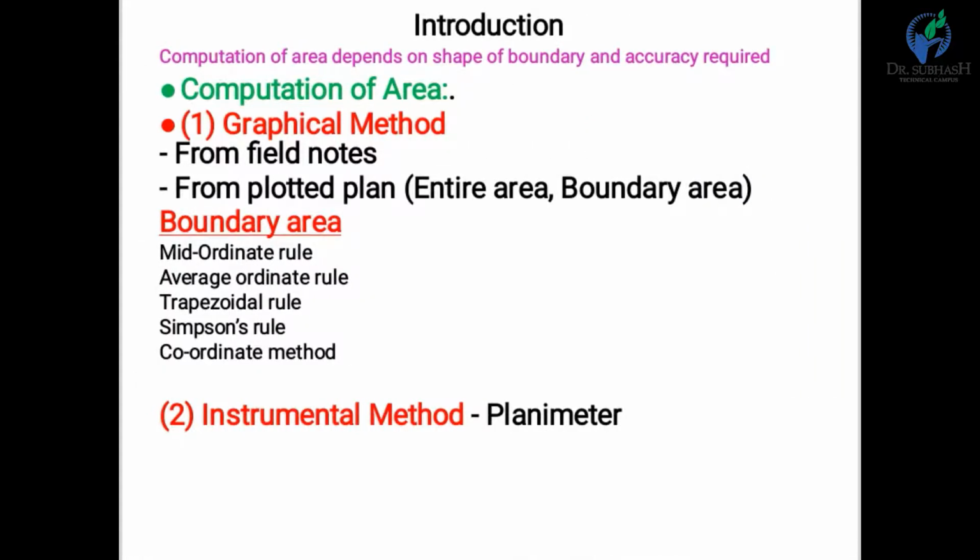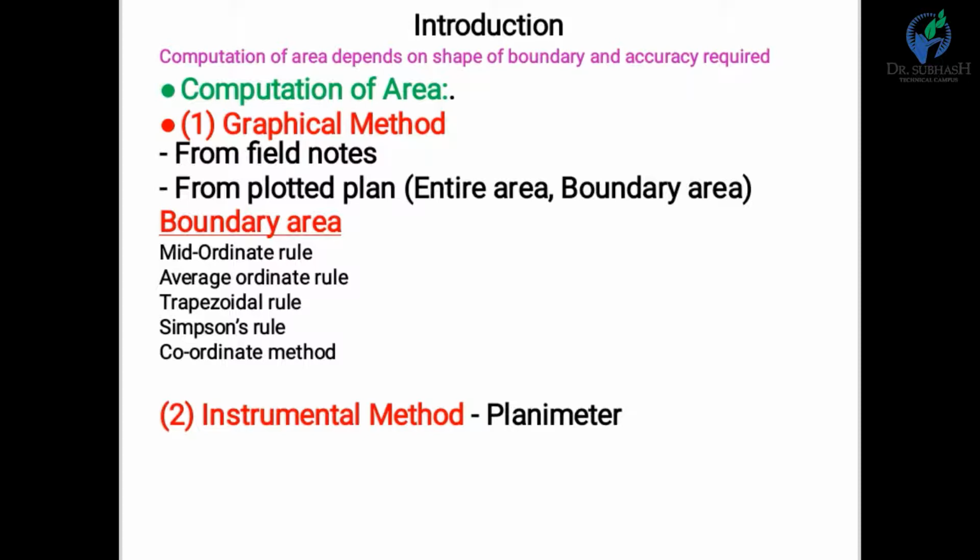Next, we can move to the different methods for calculation of areas. The first is the graphical method and the second is the instrumental method. There are 2 to 3 types of graphical methods using field notes and plotted plans. To find the area of a boundary, there are another 4 to 5 methods: mid-ordinate rule, average ordinate rule, trapezoidal rule, Simpson's rule, and coordinate method.